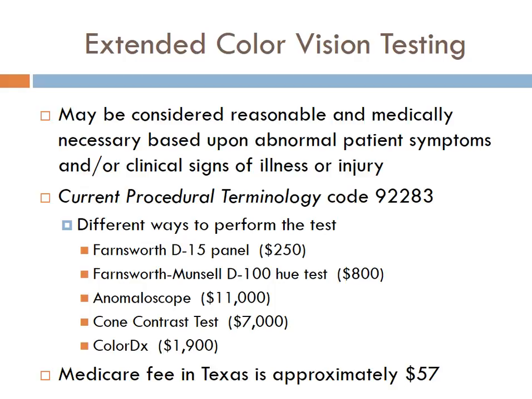For CPT code 92283 in Texas, the Medicare fee is $57. That's the highest I've ever seen. The lowest goes down to about $36 or $37. Most major medical insurance companies are in the low 40s. So Medicare is the highest fee, but it's always a decent fee.